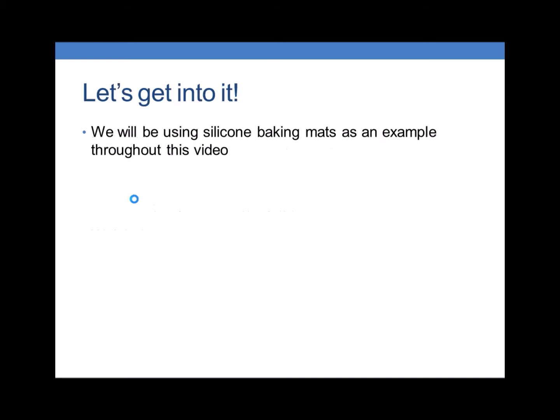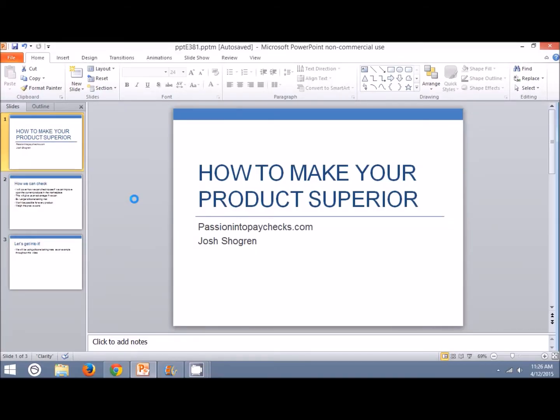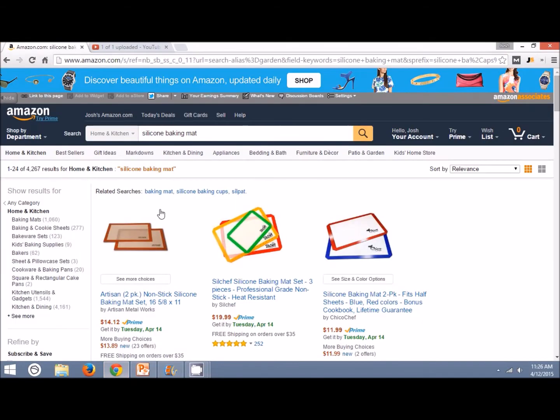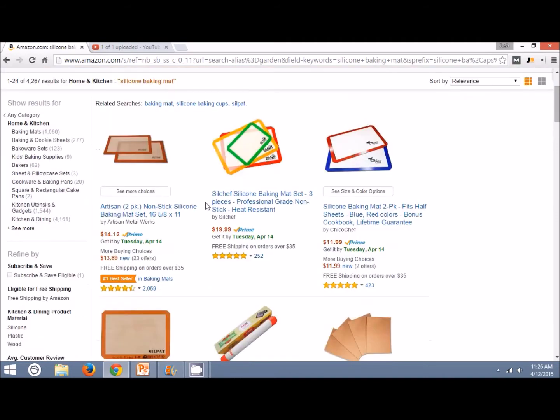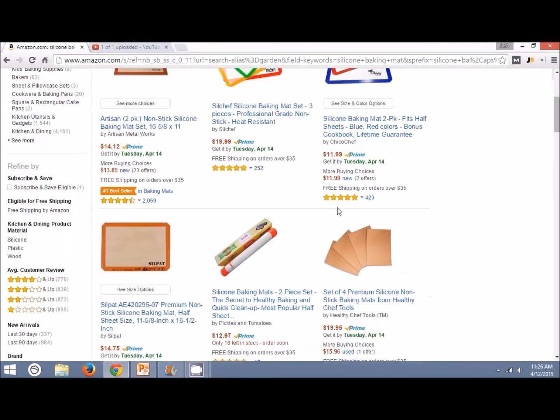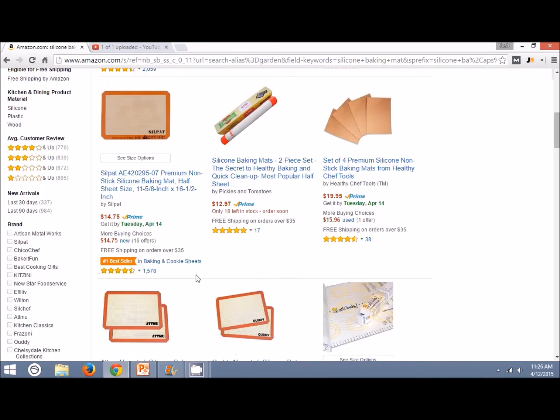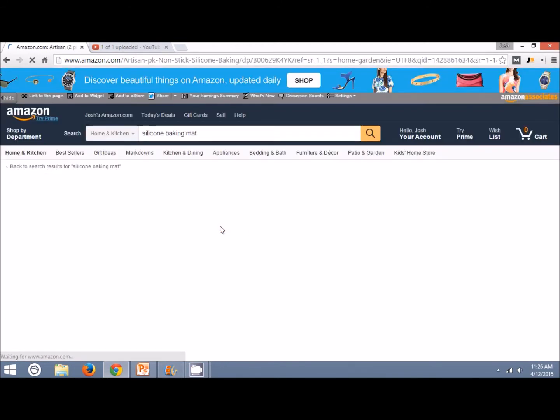I'm going to be using, again, the silicone baking mats as an example throughout this video, and I'll be showing you how we can research the silicone baking mats, try to find a weakness within it, and see if there's any way that we can improve upon it if we were to sell these. So let's get right into it and head on over to Amazon. We're going to search silicone baking mat in the home and kitchen, and the next thing we're going to do is click on the first one. I like to go through each one of these, at least the top 5 or 6, but first just go to the first one.